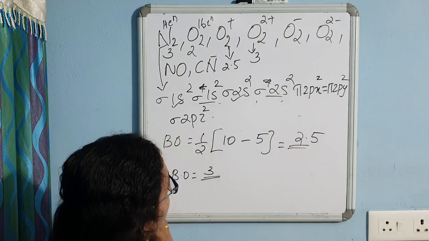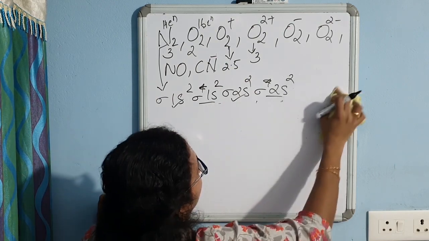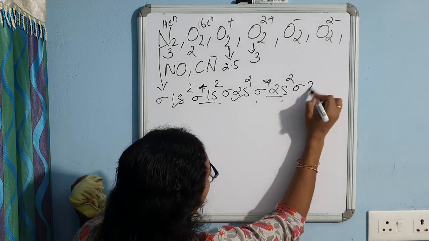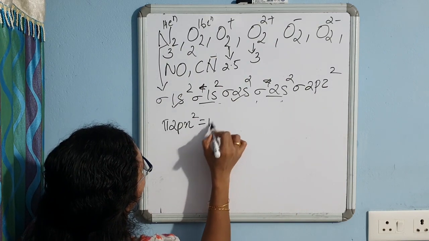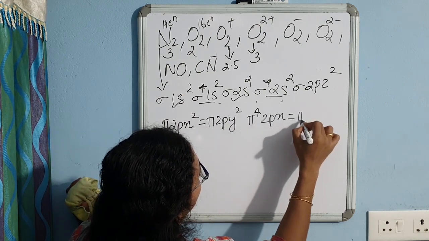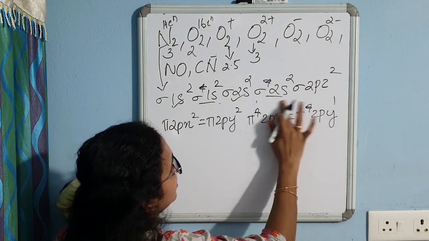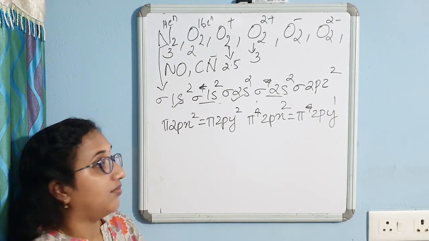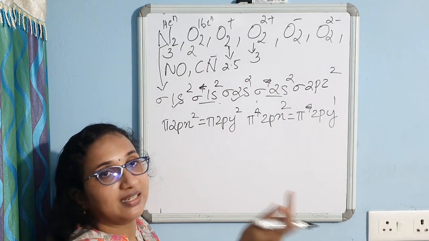And for O2 minus, we know we have oxygen with 16 electrons, and one more electron is added, so 17 electrons. So the configuration will be sigma 2p z2, pi 2p x2 equals pi 2p y2, pi star 2p x equals pi star 2p y. For O2 this was the configuration, and O2 minus means it becomes pi star 2p x2 equal to pi star 2p y1. That means one additional electron has gone to the anti-bonding molecular orbital, and we know it will be destabilizing.